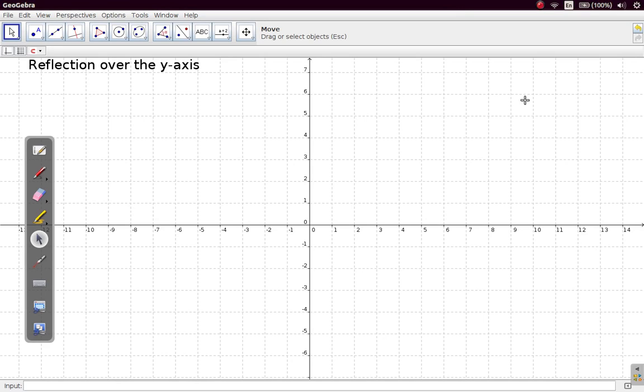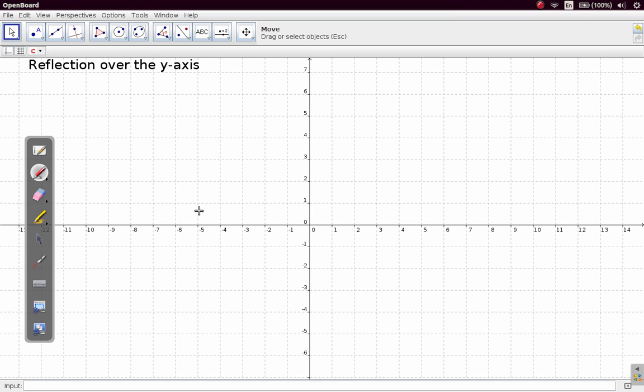We continue looking at geometric transformations, and this time we will look at reflection over the y-axis. Now we have a general point. We're going to look at a general point and then look at specific examples.